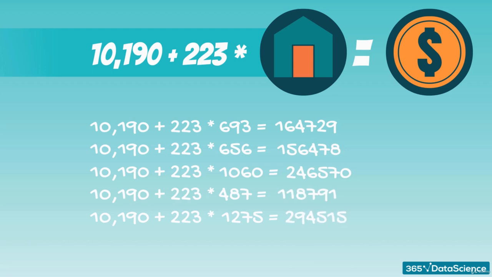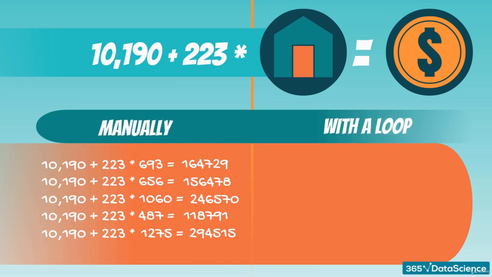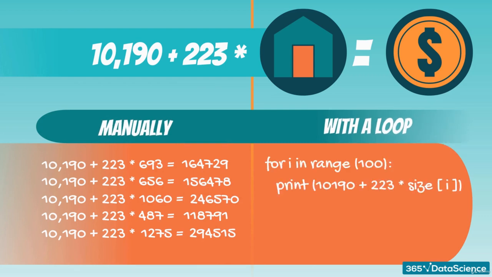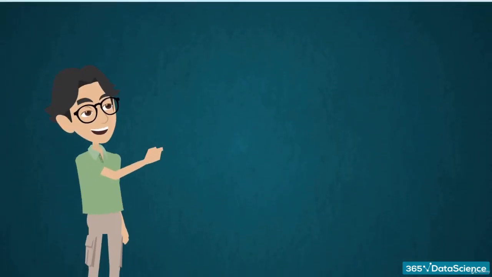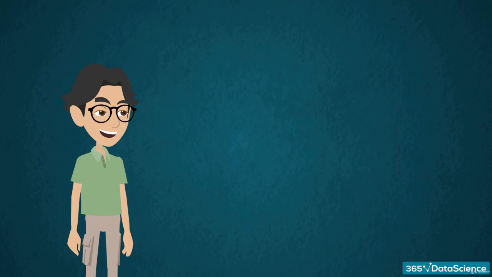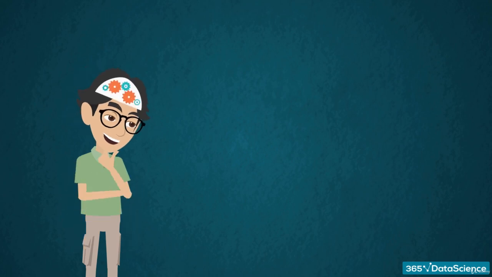Now, if we have 100 houses, doing that by hand would be quite tedious, wouldn't it? One way to deal with that problem is by creating a loop. You can iterate over the sizes, multiplying each of them by 223 and adding 10,190. However, we are smarter than that, aren't we?